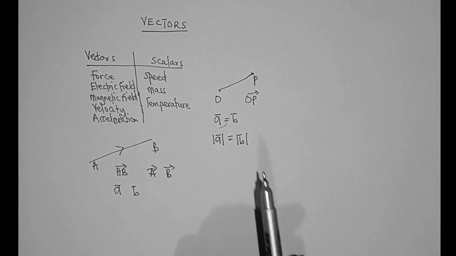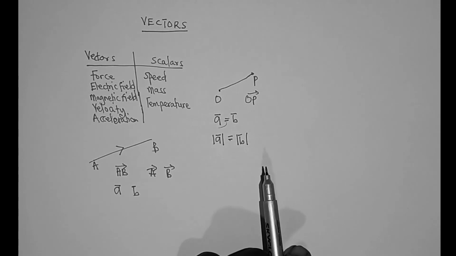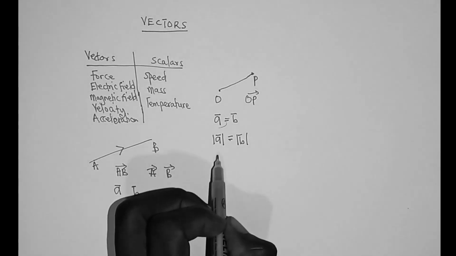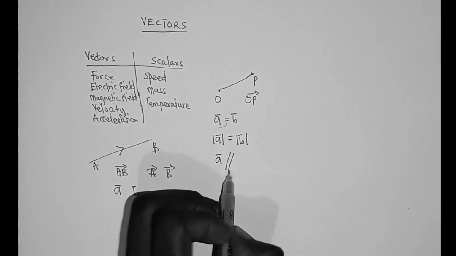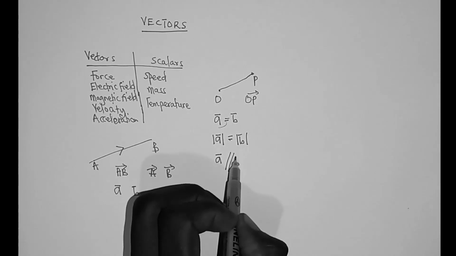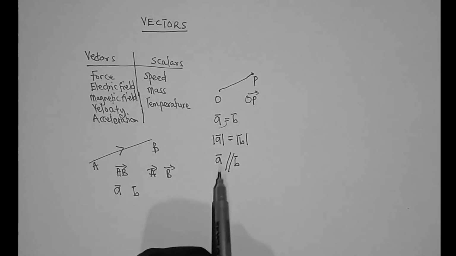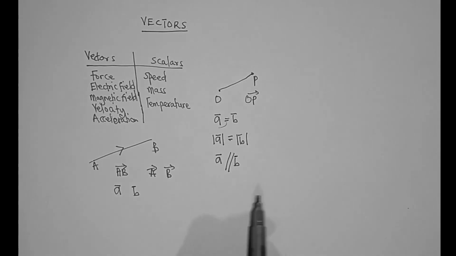Now, if two vectors are in the same direction, it means that those vectors are parallel vectors. And we write parallel vectors as vector A, then two forward slashes, and then vector B. So this is how you show mathematically that two vectors are parallel.